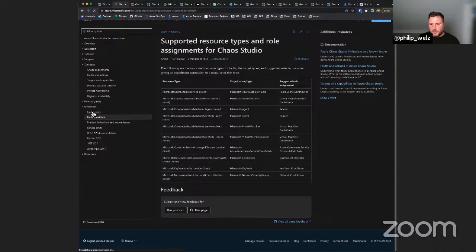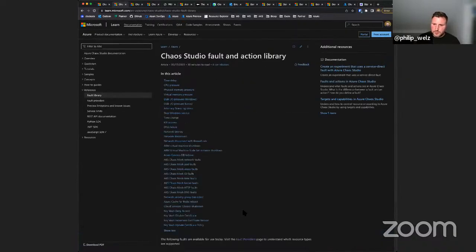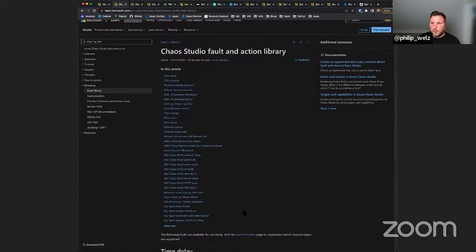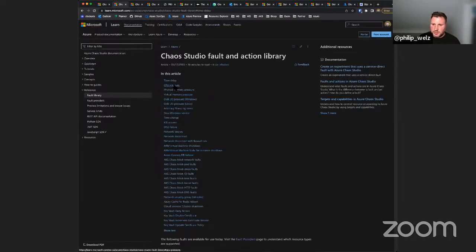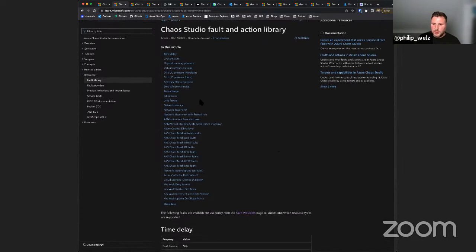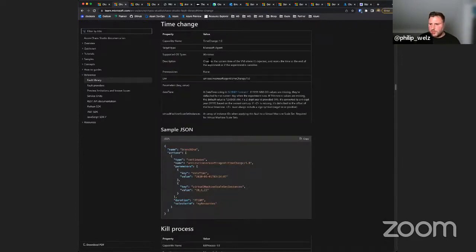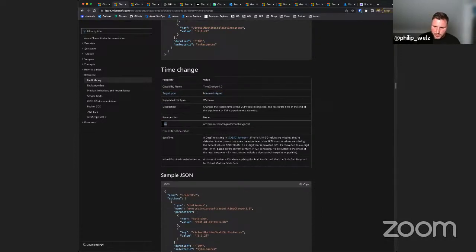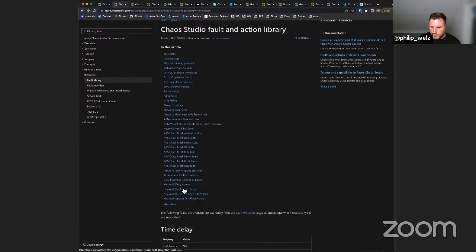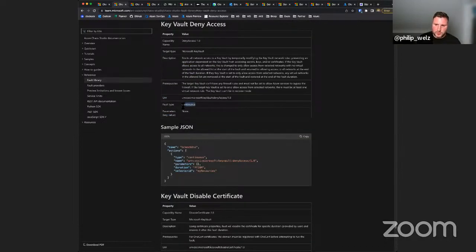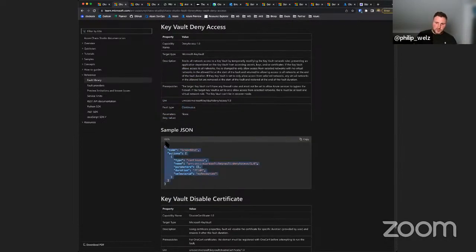These are the possible fault targets which are supported as of now. And in the fault library, we have around 30 faults. For example, we can inject time delay, we can inject CPU pressure, we can make a time change. I think it's about on Microsoft agents on virtual machines. And here you can also see the URN and type. So this we need for our infrastructure as code. When we look at the DNS access here, the fault type is continuous. There's also always an example there.